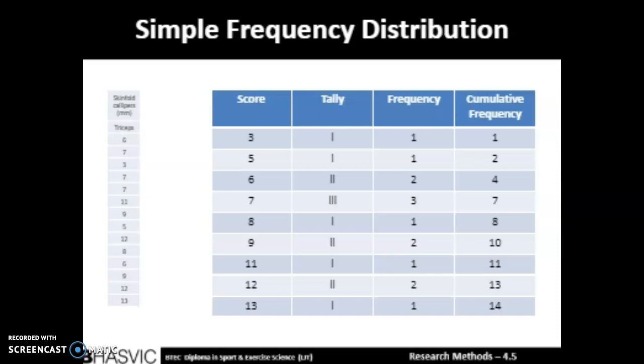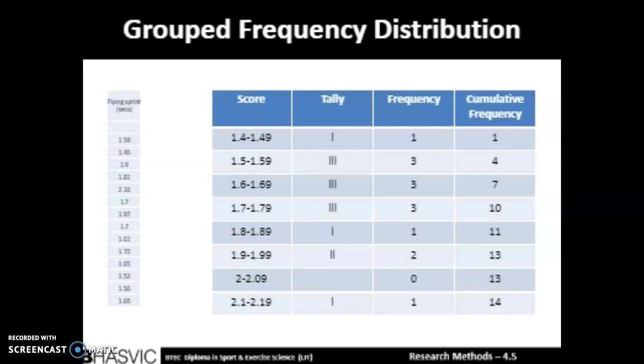Then to finish it off, you do the cumulative frequency, where you add on each frequency until you get the final answer of how many results you had, so you can see if you have done it all correctly. The example we used was the skinfold calipers on the triceps again, where we can clearly see how many of each number results we got and if we did our findings correctly.